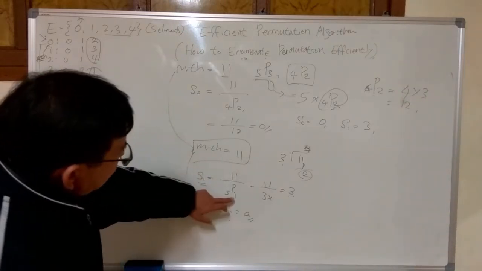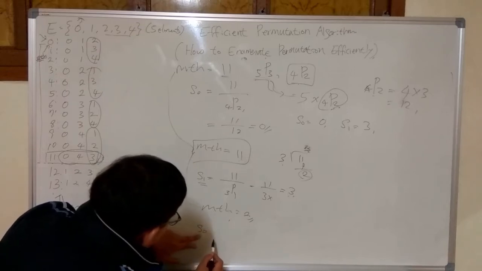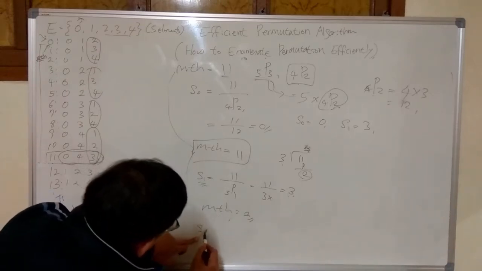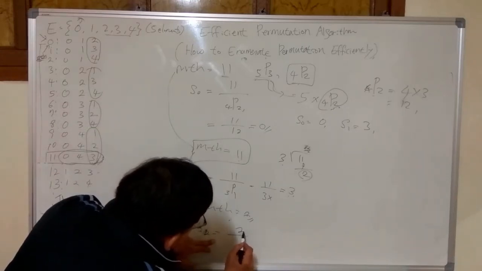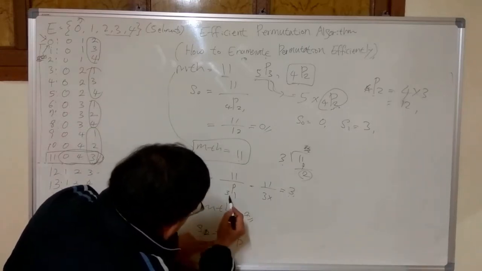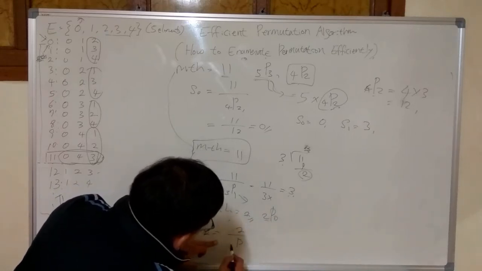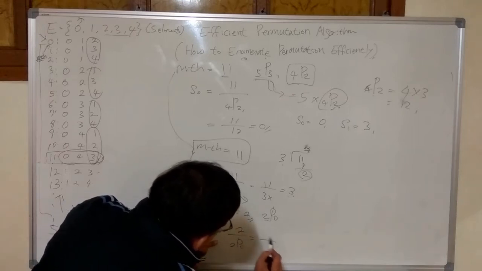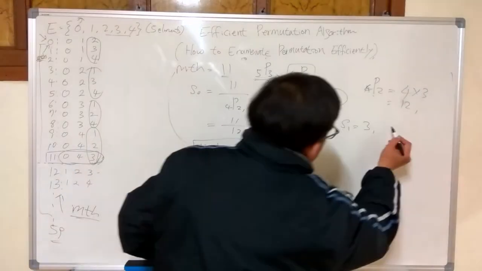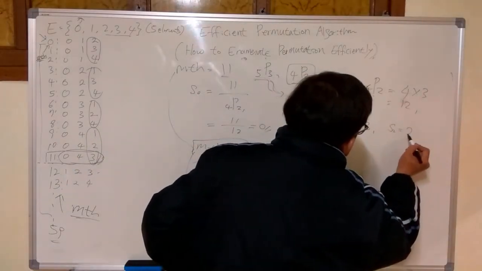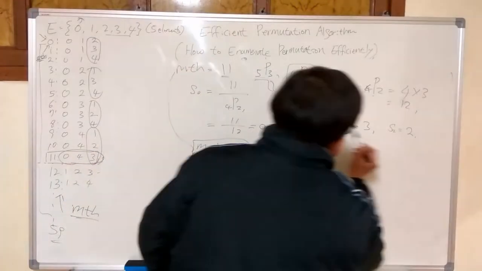Now we are applying this rule once again. S2, with m equal to 2 here. Now we are choosing this. The next one is 2P0. It means 2 over 1 is 2. So S2 equals 2. So the first step is we find this set.